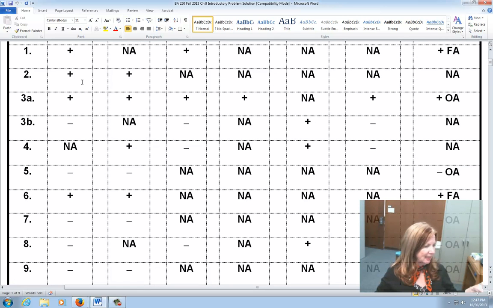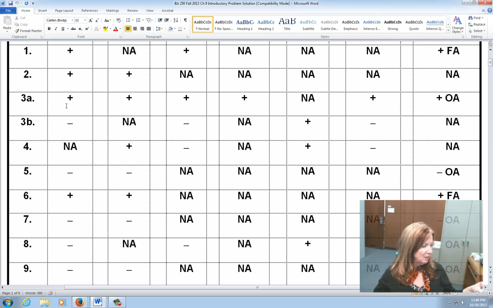Event number 2 says purchase $60,000 of merchandise on account. So in number 2, merchandise is going up. It's an asset by $60,000, and it was on account, so a liability is going up by $60,000. There's no equity, no revenues, no expenses, no net income and no cash flow, because we just got in inventory and did a credit purchase on account.